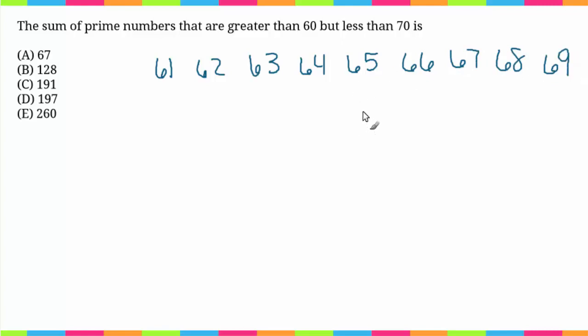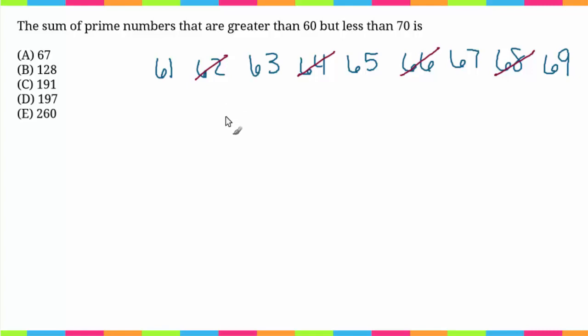Okay, so from here, we can automatically eliminate four of them just by recognizing that they're not prime, because they're even. We can cancel out 62 because that's even. We can cancel out 64 because it's also even, and 66 and 68, because remember, if a number is even, which means it ends in a 0, 2, 4, 6, or 8, it is divisible by 2. So you know that that's not prime.